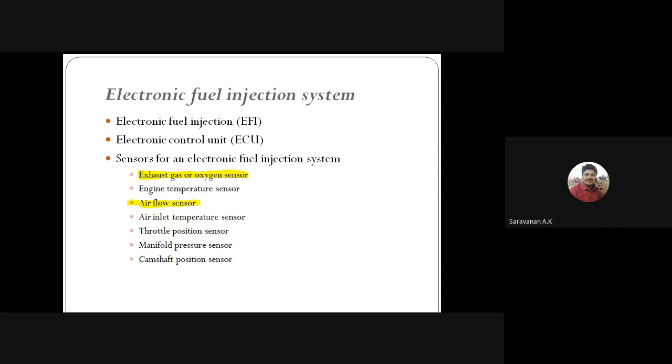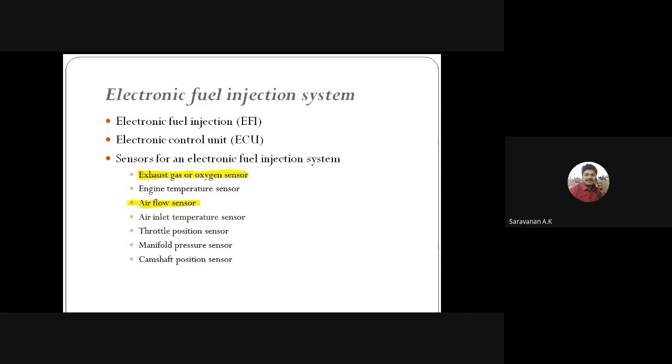The manifold pressure sensor monitors the vacuum in the engine intake manifold. So the air-fuel mixture strength can be adjusted when the engine speed and the load condition change.